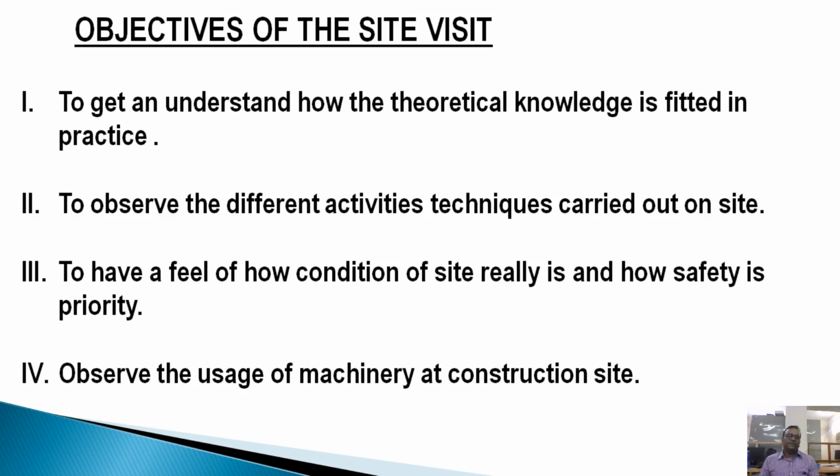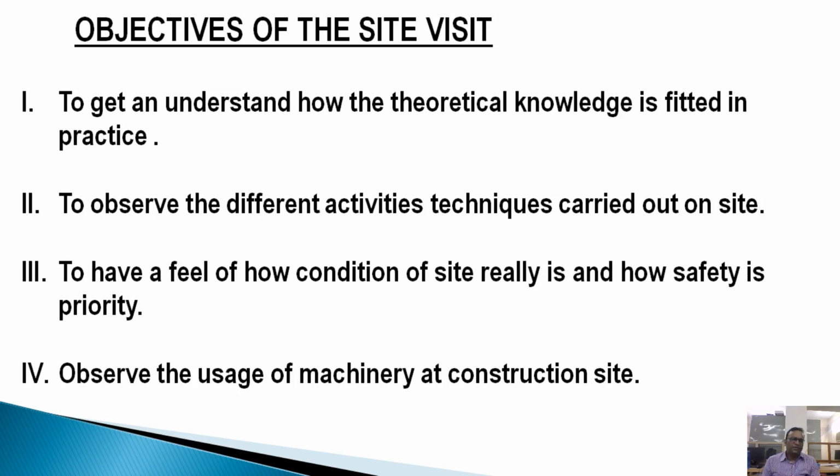To observe the different activities and techniques carried out on site. The second, the most important objective to visit the site is to observe the different activities and techniques carried out on site. You should understand what techniques these construction people or site engineers are using there, what kind of machinery used, how they're performing, everything you need to know practically. So the objective is very clear. When you go for a particular site, you should learn this.